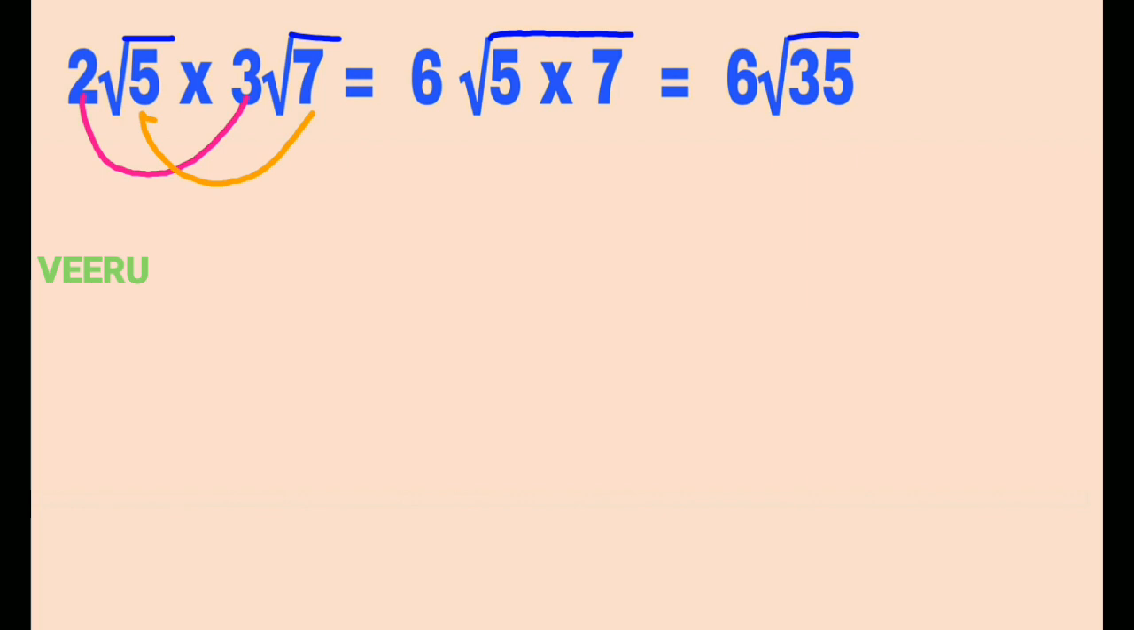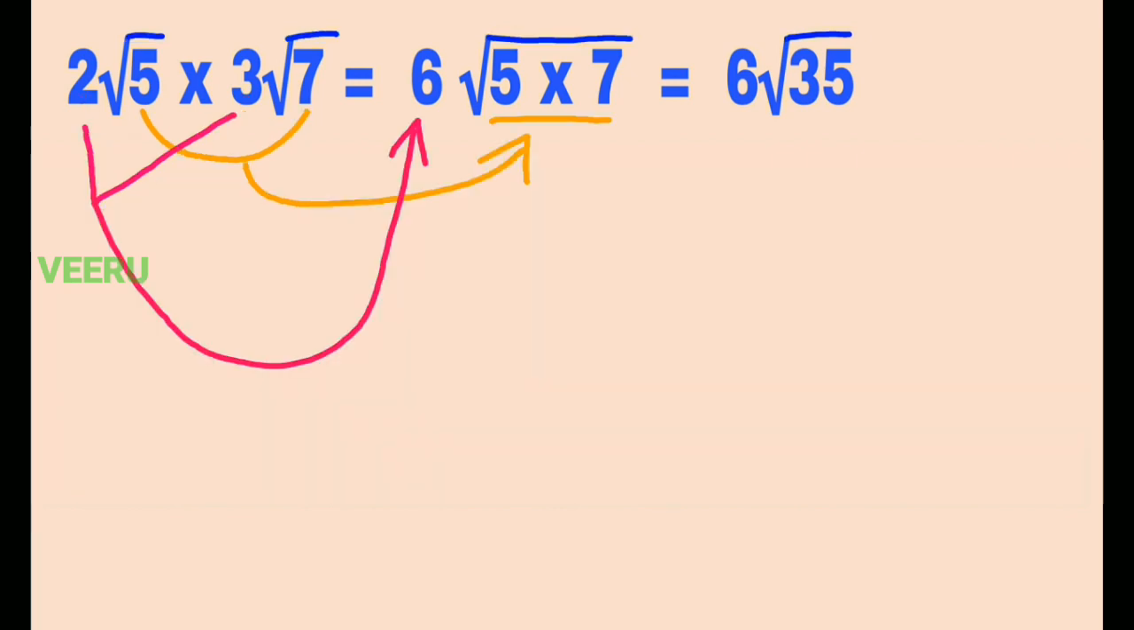Let us see multiplication and division. 2 root 5 into 3 root 7. Here we have to multiply the numbers which are outside the root separately and we have to multiply the numbers which are under the root separately. So outside the root 2 and 3 are there. So 2 3s are 6. Then under the root 5 and 7 is there. So we have to put the root sign as it is and we have to multiply 5 into 7. So it is equal to 6 root 35.